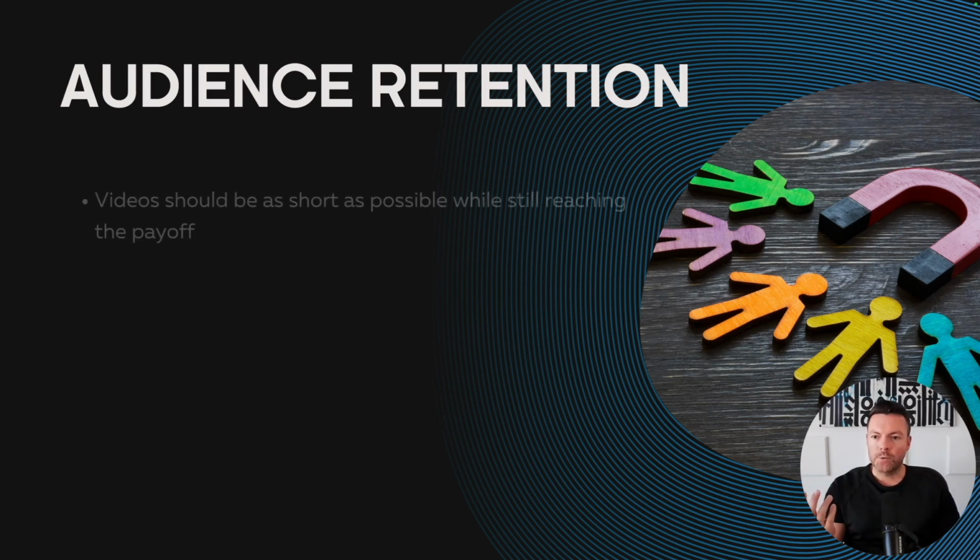Now let's talk about audience retention. Video should be as short as possible while still reaching the payoff, okay? So 30 seconds up to a minute max is ideal because you want to have that big promise at the beginning, that open loop, and close the loop and have the big payoff at the end. But you don't want people having to sit there for several minutes to try to figure out what happens, right? You want to flood that dopamine and have that reward system paid off at the end quickly. 30 seconds to a minute is pretty good timing, right?